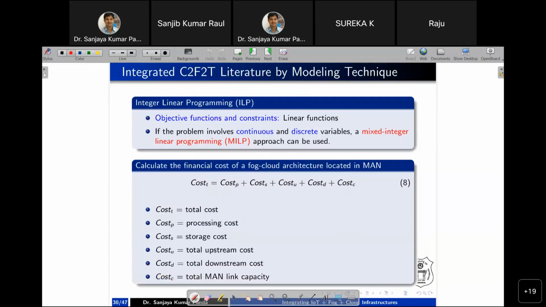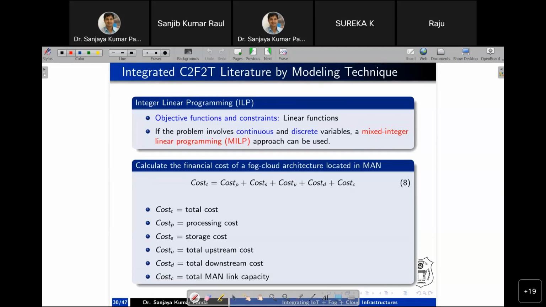Also, people have used ILP, that is integer linear programming. You first have to decide whether your objective function is linear or not, because in the linear case your local solution is equal to the global solution, but in the non-linear case your local solution is not equal to the global solution. And if your problem involves continuous and discrete variables, then you can apply mixed integer linear programming instead of integer linear programming. And the cost of this particular architecture you can calculate.